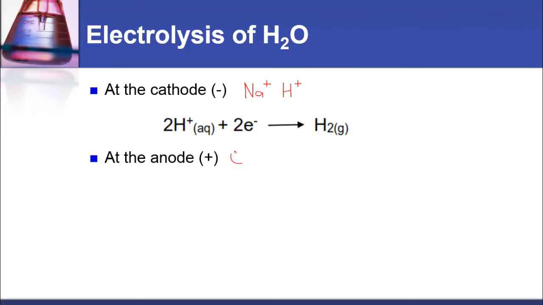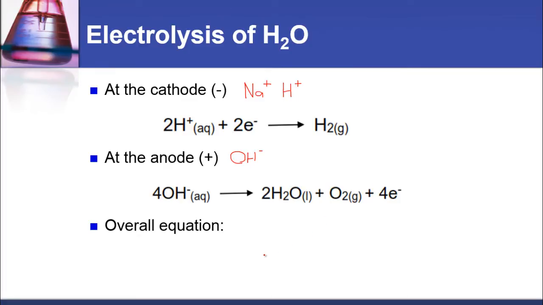Now what's going to happen at the anode? Well, at the anode we only have one negative ion, don't we? OH-. So you're going to get this reaction here: 4OH- makes 2H2O + O2 + 4e-. So you can see that we're going to have two gases produced. At the cathode we'll have hydrogen, at the anode we'll have oxygen. And the overall equation is 2H2O gives you 2H2 and O2.